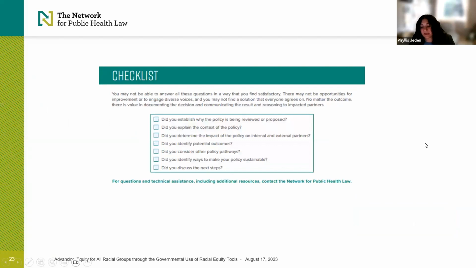So last, the micro toolkit includes a checklist to make certain that your team has considered all the steps carefully. Again, should your team complete this assessment with the micro toolkit and you wish to delve further into a policy assessment, please do contact the Network for Public Health Law. We're very happy to assist you in those next steps. And again, as your team uses the micro toolkit, we welcome your feedback. We'd like to improve the tool and make it better as it's applied. Next slide, please.